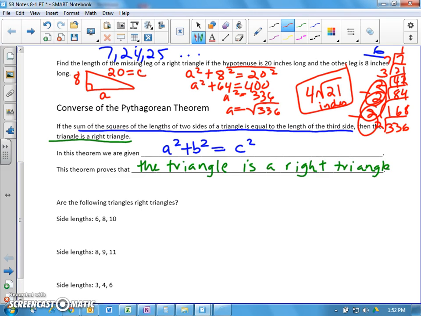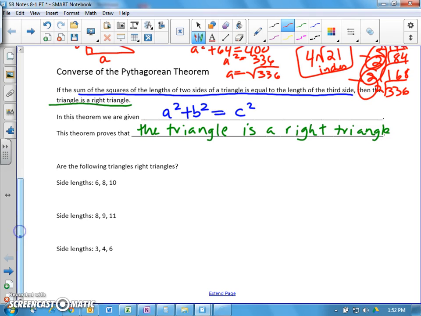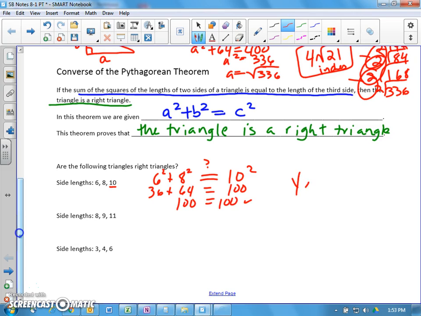So let's use this to test and find out if the triangles listed below are right triangles. The first thing you need to do is make sure you know which side is C. C is always the longest, so this first one is going to have to be 10. So I'm testing 6 squared plus 8 squared, and I want to know, is that equal to 10 squared? Well, 6 squared is 36, 8 squared is 64, 10 squared is 100. So I do get 100 on both sides, so yes, it is a right triangle.